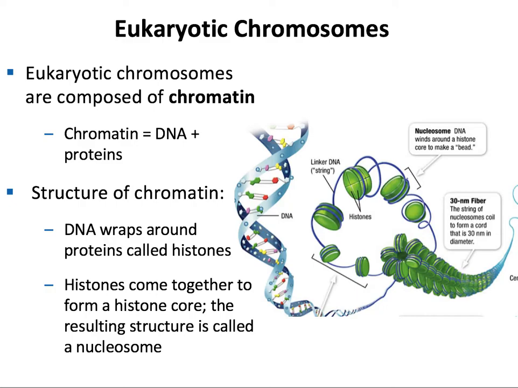Eukaryotes typically have more than one chromosome instead of a single one, so their DNA is in like little segments, and the segments are called chromosomes.